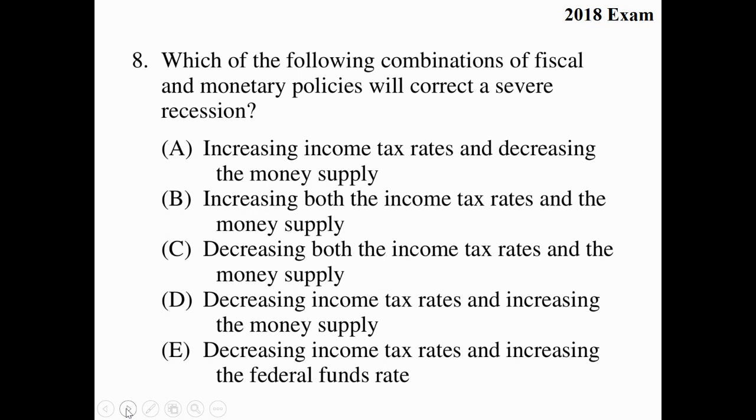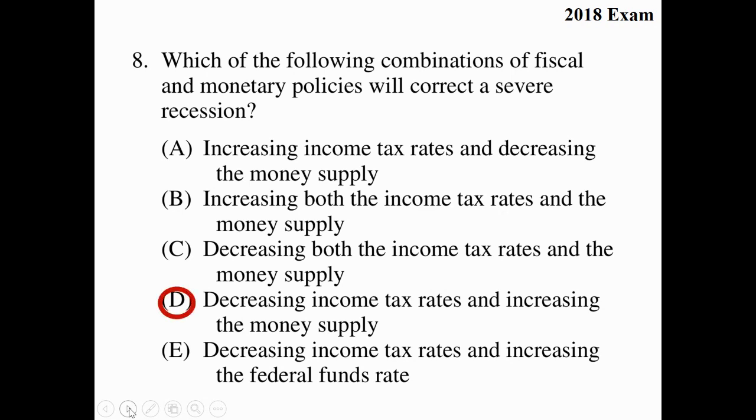Which of the following combination of fiscal and monetary policies will correct a severe recession? So we're talking about expansionary monetary and expansionary fiscal policies. What do we know will help us in a severe recession? It means we have huge amounts of unemployment and we have this huge recessionary gap.